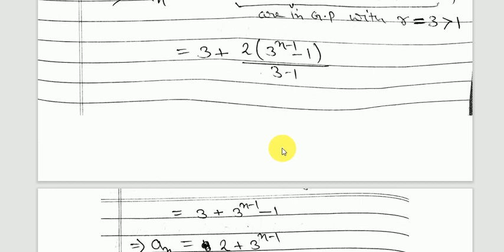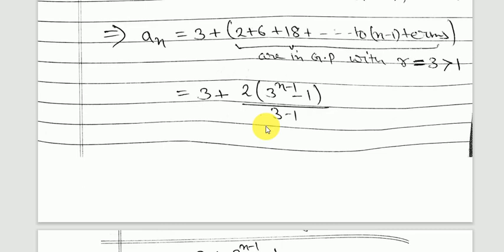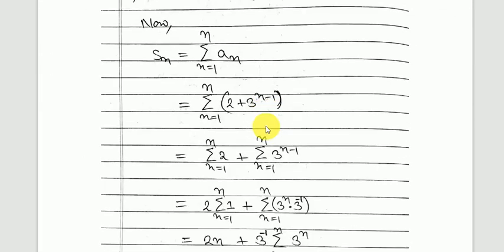So in that case, you don't have to waste your time doing these things. Straight away you can write the nth term if you're able to make it out by observation. Okay. So now let us see the next question.